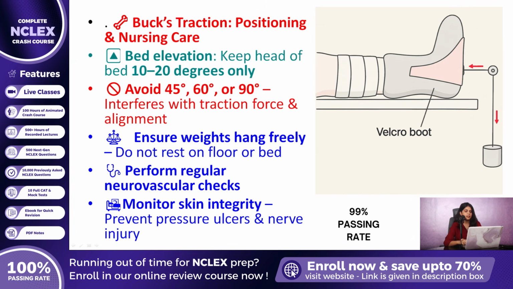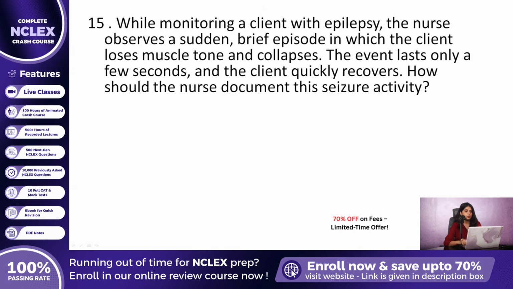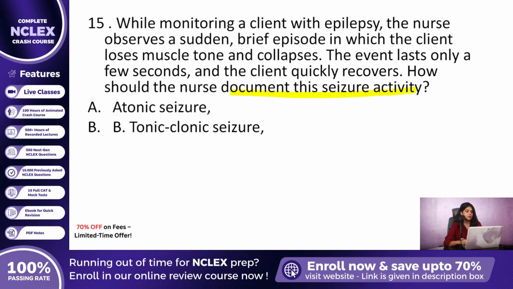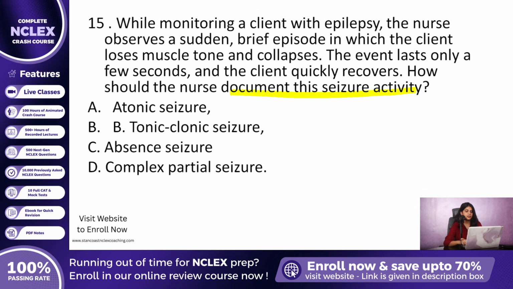Continuing with neurologic care, let us now examine a question on seizure classification. While monitoring a client with epilepsy, the nurse observes a sudden, brief episode in which the client loses muscle tone and collapses. The event lasts only a few seconds, and the client quickly recovers. How should the nurse document this seizure activity? The options are A. An atonic seizure, B. Tonic-clonic seizure, C. Absence seizure, or D. Complex partial seizure. The correct answer is option A.